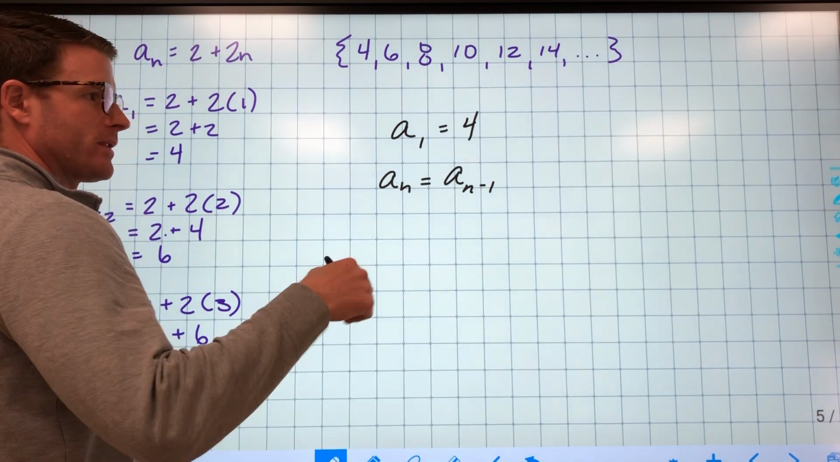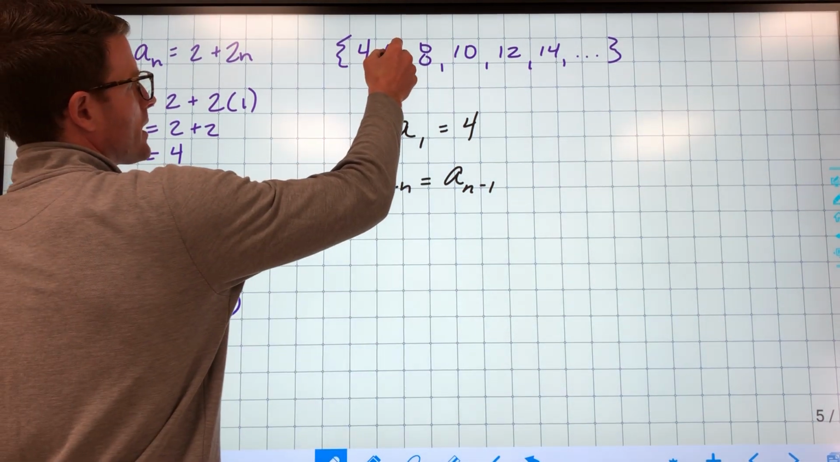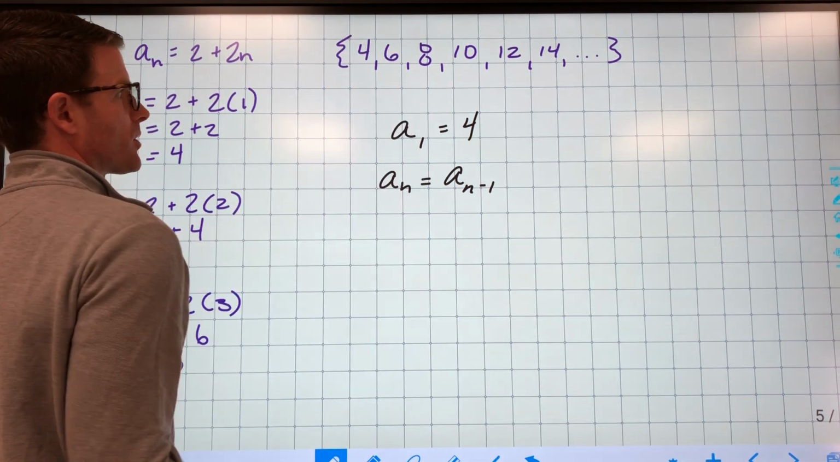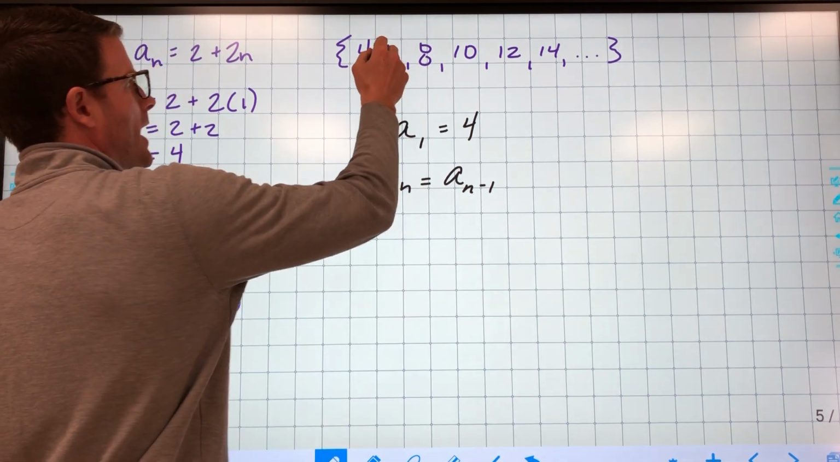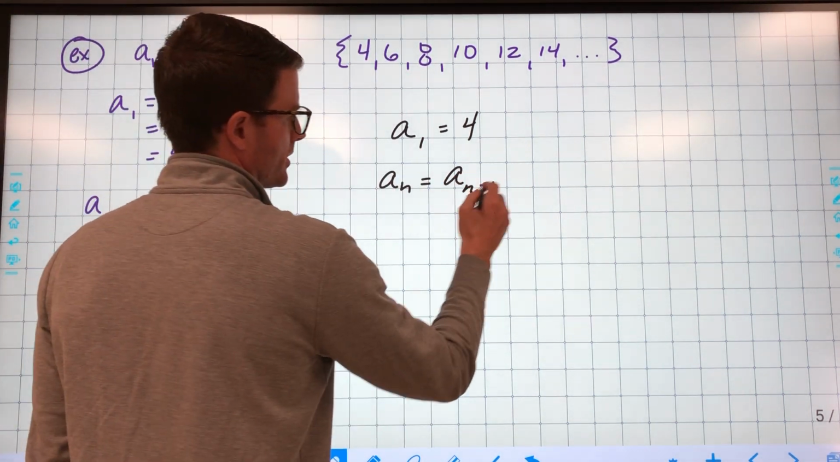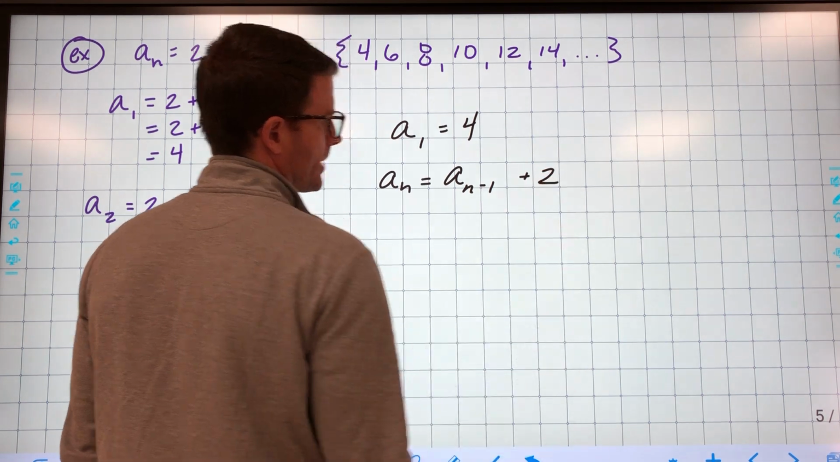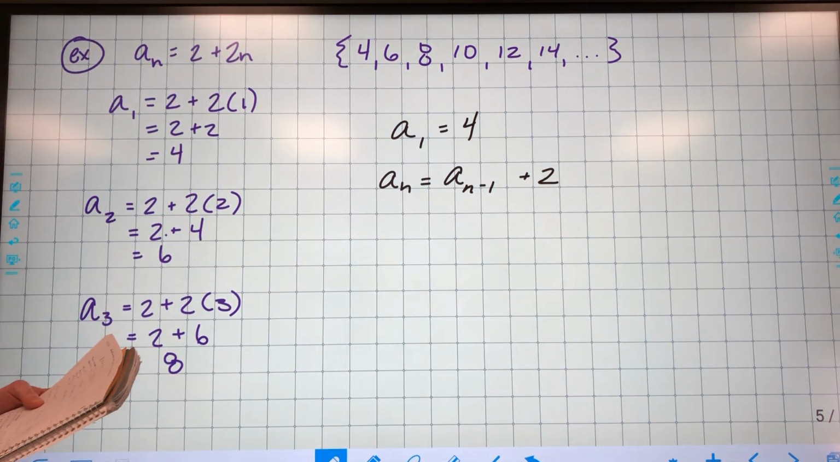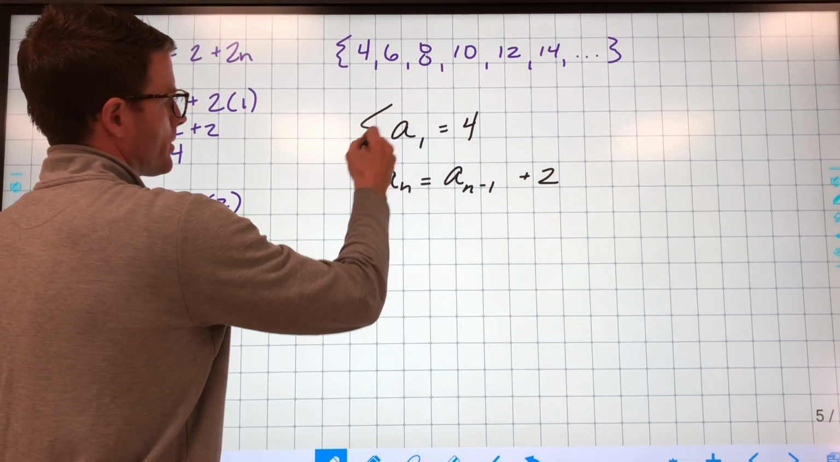Remember, that's always what that stands for. And what am I doing to the previous term each time? Well, to get to 6, I have to add 2 to the previous term. To get to 8, I have to add 2 to the previous term. So I'm taking the previous term and I'm adding 2. Okay, so there is our recursive formula.